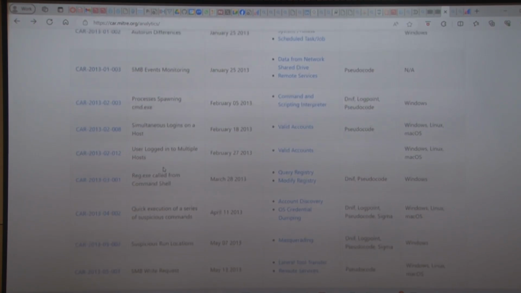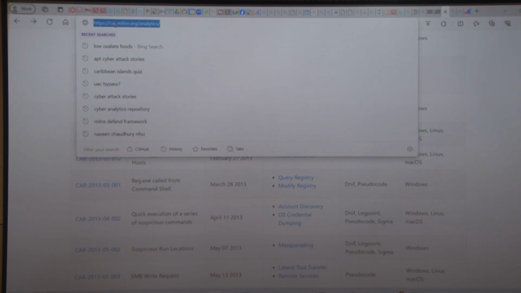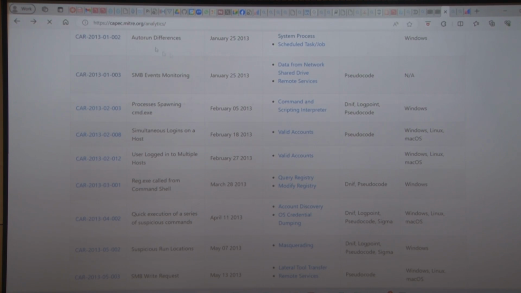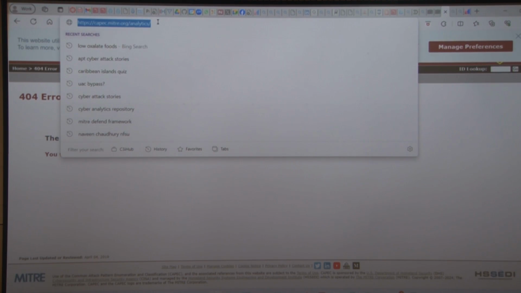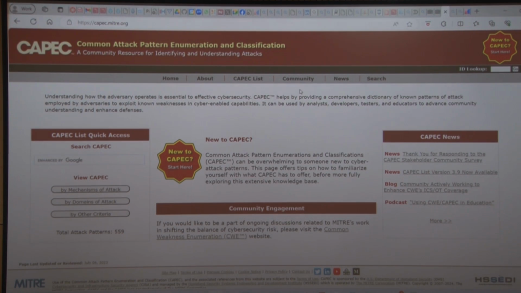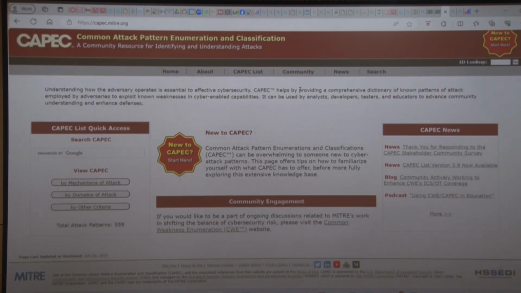There is also another resource called CAPEC. So this is the Common Attack Pattern Enumeration and Classification, right? So this is also dependent on the MITRE framework, and the Common Weakness Enumeration, right. So, Common Weakness Enumeration is the common weaknesses in software and systems and hardware also.